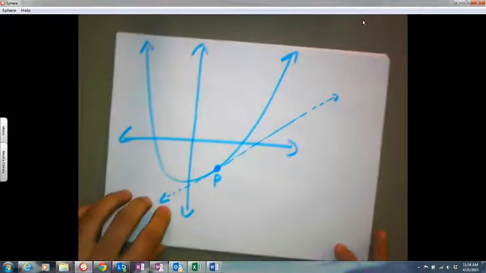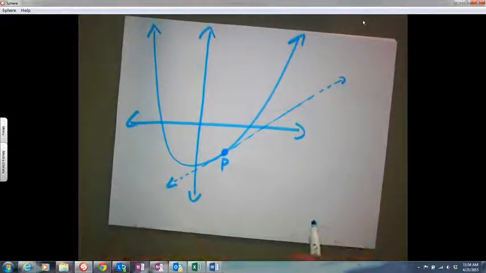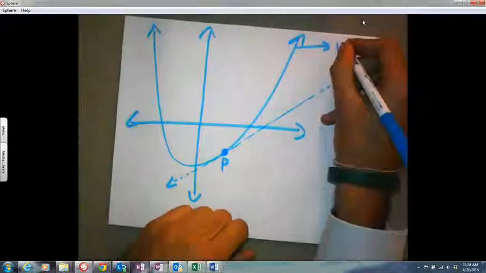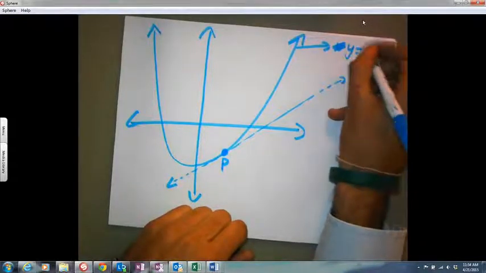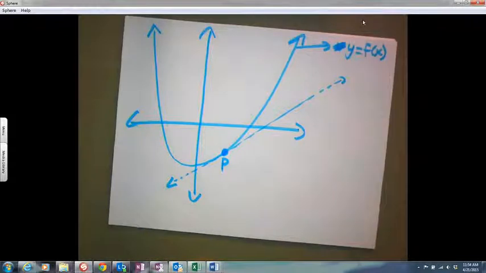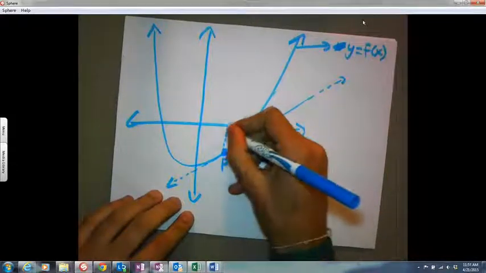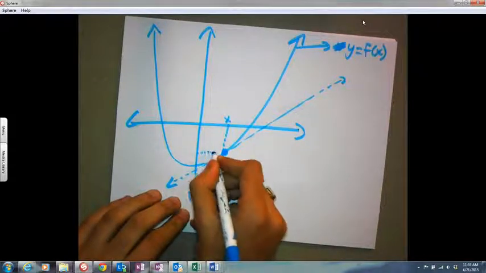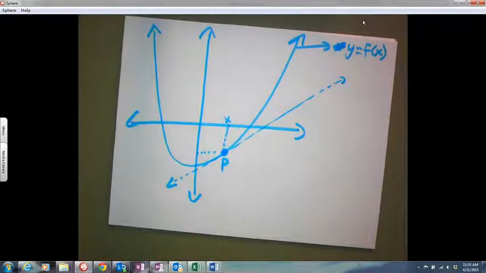Now, here's what we know about this function. We know that this right here has an equation of y equals f of x. We don't know what it is. It's like some kind of parabola, probably. We also know that P has some x-coordinate here. Maybe x is 3, maybe it's 5.8, maybe it's 2, who knows. Some x-coordinate, and the y-coordinate is f of x.